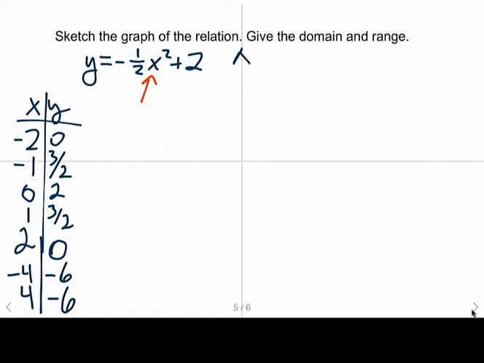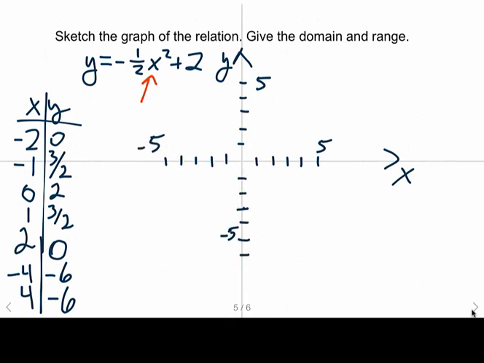Now, just for good form, I'm going to label my axes x and y. And then it might be a good idea to indicate my scale. So I'll mark up to 5 on the y-axis, and then I'll do the same for the x-axis, and then throw in the negative direction as well. And now I can just, I suppose, plot my points.